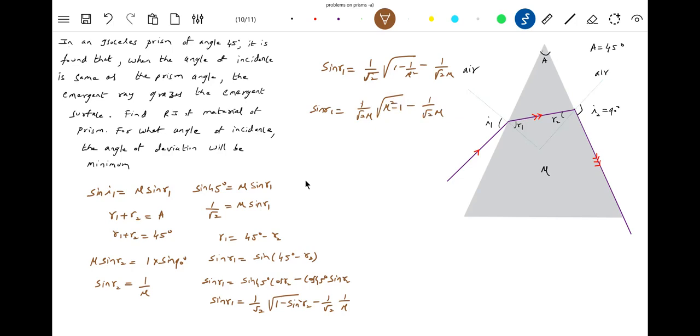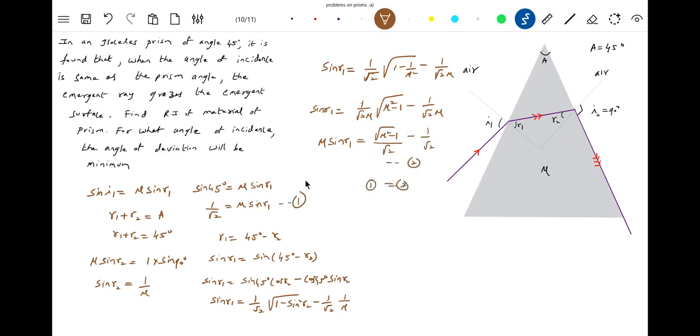Substituting this in mu sine, we have to calculate the refractive index of the material, no? First we should calculate the sin R1. So mu sin R1 is equal to 1 by root 2. This is equation 1.